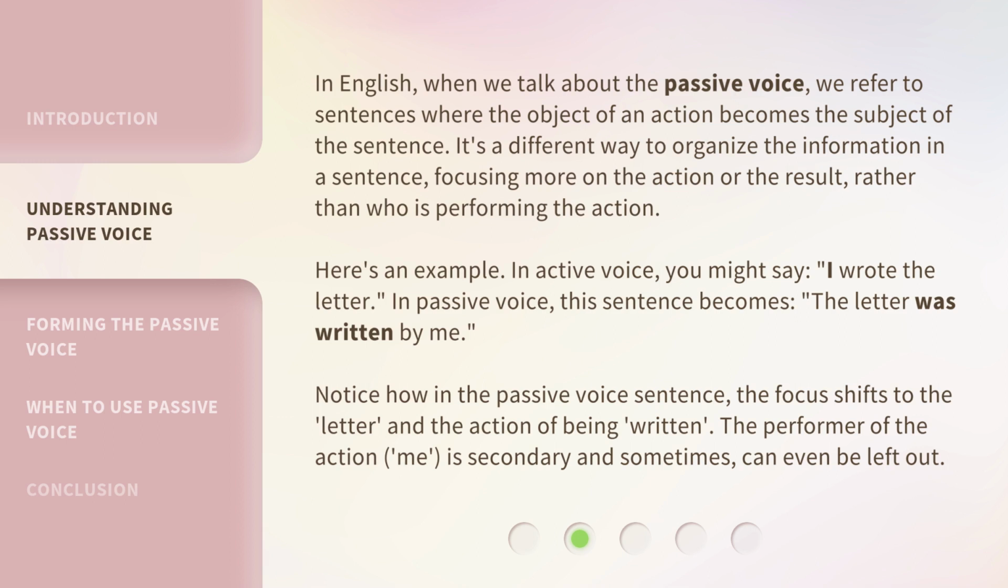Here's an example. In active voice, you might say, "I wrote the letter." In passive voice, this sentence becomes, "The letter was written by me." Notice how in the passive voice sentence, the focus shifts to the letter and the action of being written. The performer of the action, me, is secondary and sometimes can even be left out.